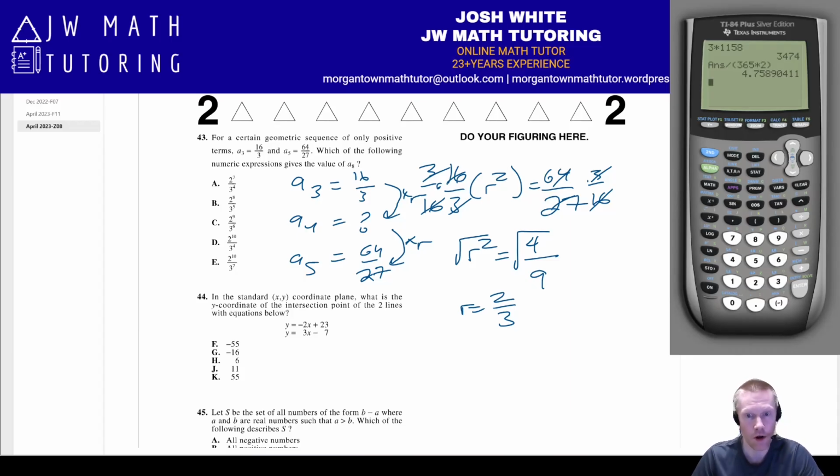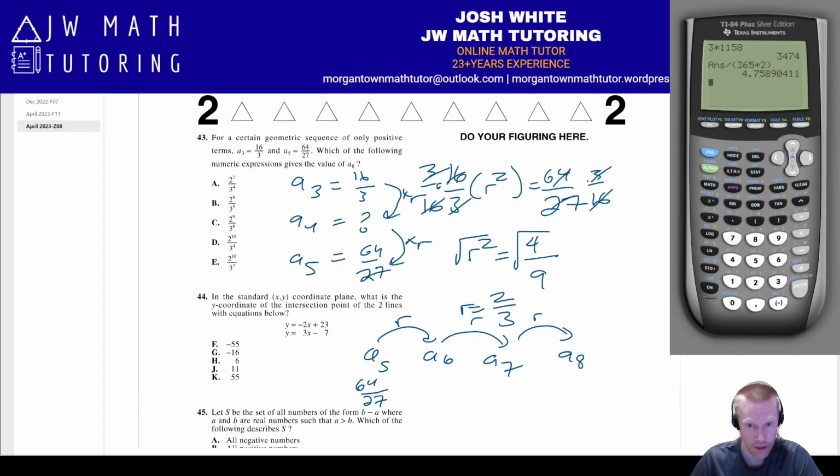All right, so now all we have to do to get from a sub 5 to a8 is multiply by r 3 more times. Because we're starting at a5, you multiply by r once, you're at a6. You multiply by r a second time, you're at a7. You multiply by r a third time, you will be at a8. So we're starting at 64 over 27, and we multiply by 2/3 cubed, r times r times r, or r cubed.